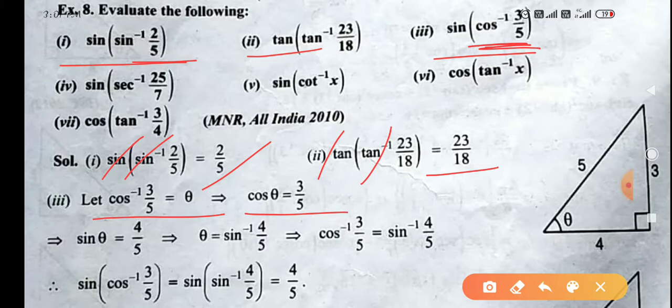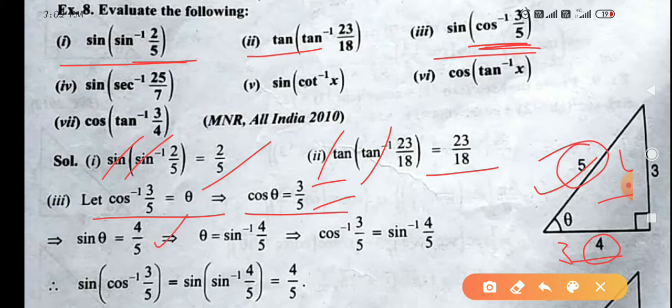With the help of trigonometric ratio, this 3 is base and this 5 is hypotenuse. Here in the figure they are giving it wrong. They are giving perpendicular 3 and base 4. Base will be 3 and perpendicular will be 4, and hypotenuse is 5. By Pythagoras theorem you can find hypotenuse 5. So with the help of this figure you can find sine theta equals 4 upon 5.